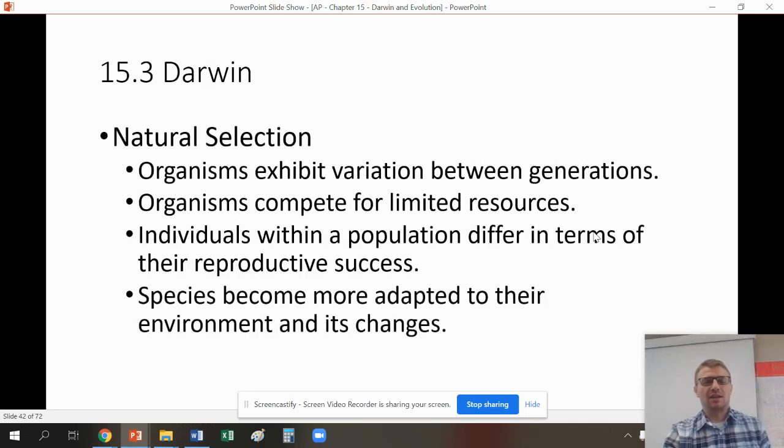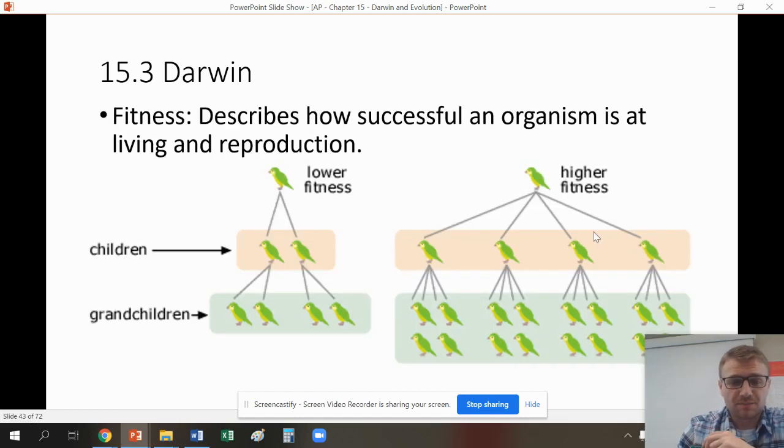All right, so natural selection, you can see here. This is basically what natural selection is. We have organisms exhibiting variation between generations. Organisms compete for natural and limited resources. So again, there's not going to be enough resources for every offspring to survive. Individuals within a population differ in terms of their reproductive success. So again, not every organism in a species is going to survive. Some will reproduce more than others, and that leads to species becoming more adapted to their environment and its changes.